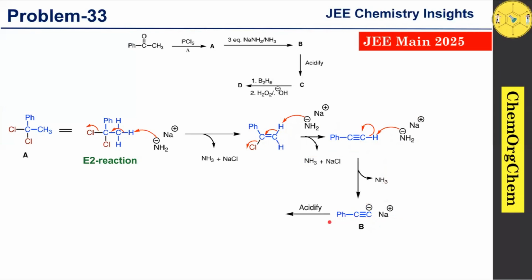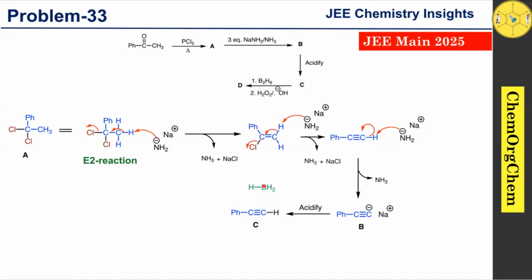So when we acidify, the phenyl acetylide ion takes the proton from the acid, which generates phenyl acetylene. So this is our product C. Now our product C reacts with diborane. Diborane can dissociate into two BH3 units. This reaction is a hydroboration reaction, and it generally follows the anti-Markovnikov rule.